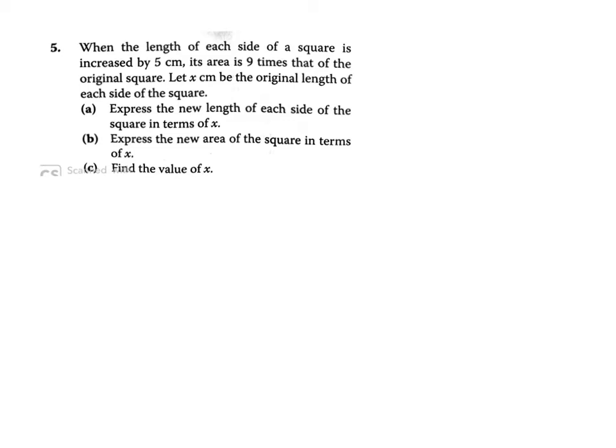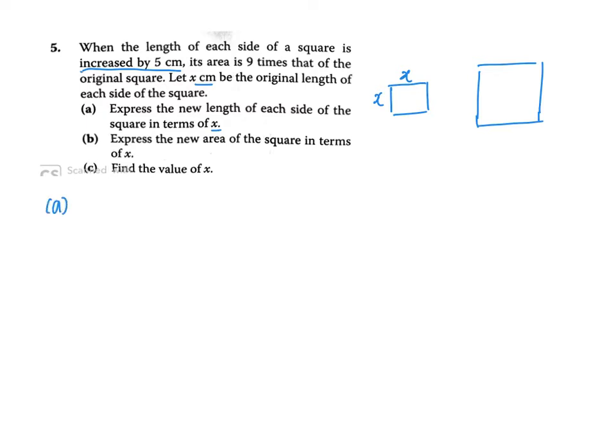When the length of each side of a square is increased by 5 cm, the area is 9 times that of the original square. So the length is increased by 5 cm. Now let x be the original length of each side of the square. So the first square and then a slightly bigger square. If x is the original length, the measurement for the square will be x and x. And then now the length is increased by 5 cm.